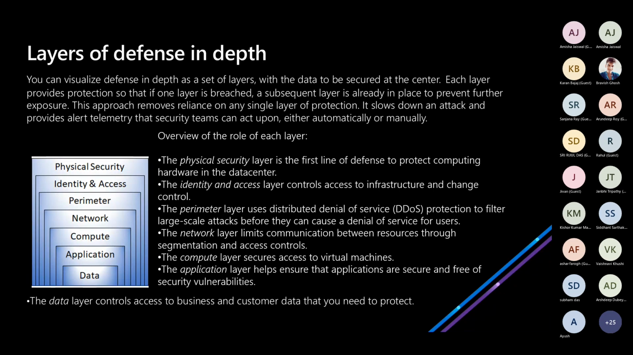Third is the perimeter. The perimeter layer uses distributed denial of service, also known as DDoS protection, to filter large-scale attacks before they can cause a denial of service for users. The network layer limits communication between resources through segmentation and access control. The compute layer secures access to virtual machines. The application layer helps you ensure the applications are secure and free of security vulnerabilities. The data layer controls access to business and customer data that you need to protect.